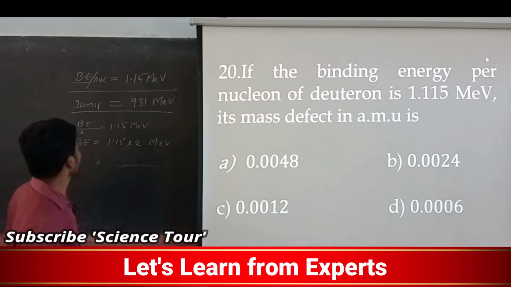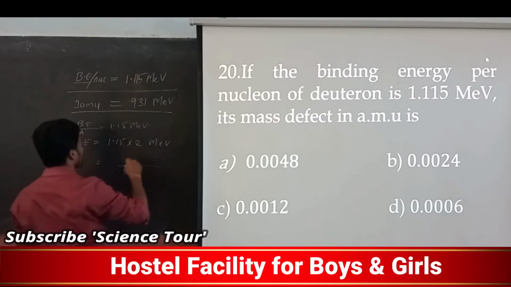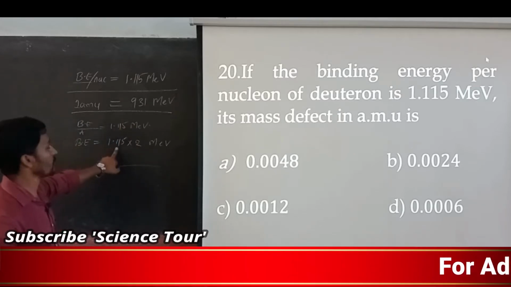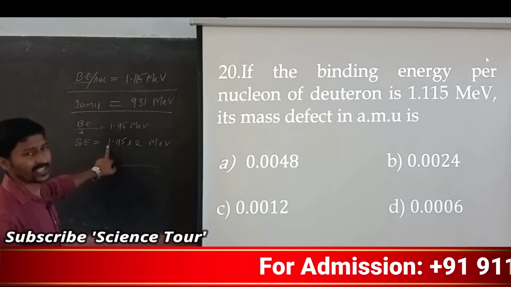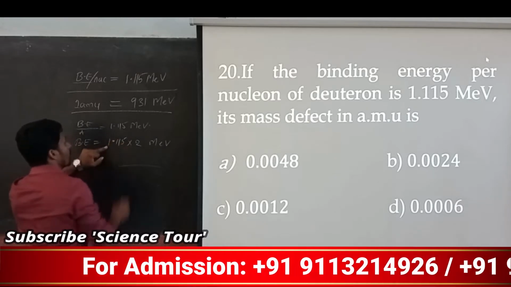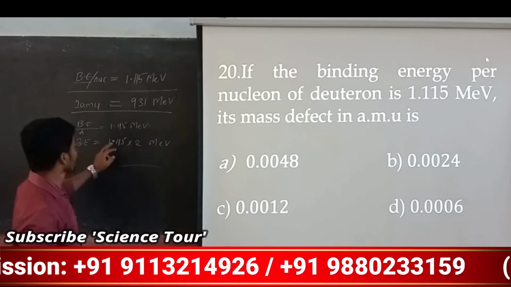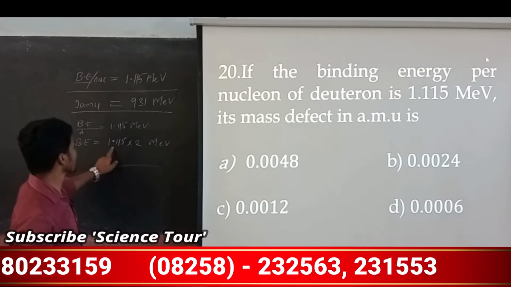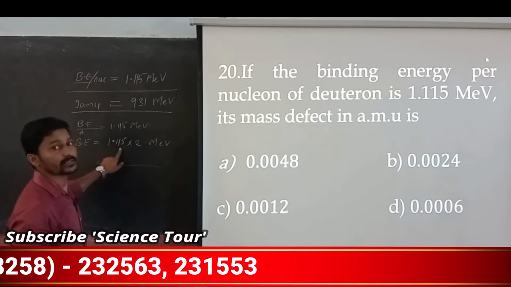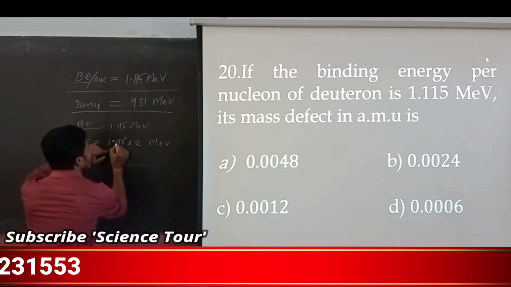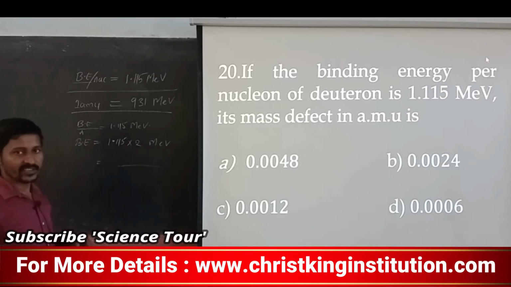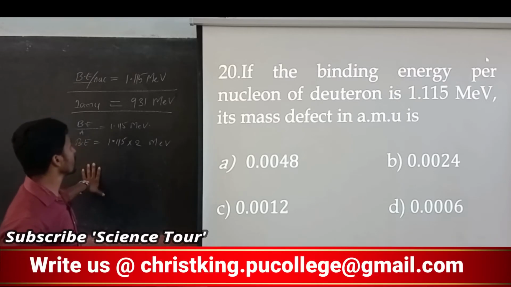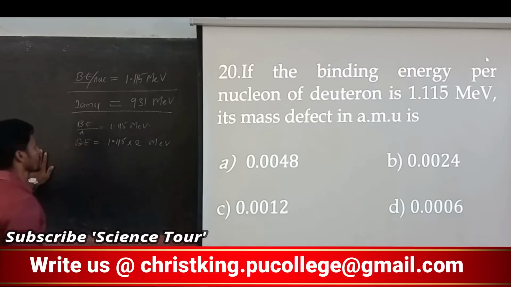Actually it is 1.115, okay. Multiplying this by 2, you bring the decimal point and it becomes 2.230, to make it easy. In that way, multiplying by 2 is quick. Now MeV is there, and you have to write it in terms of AMU.